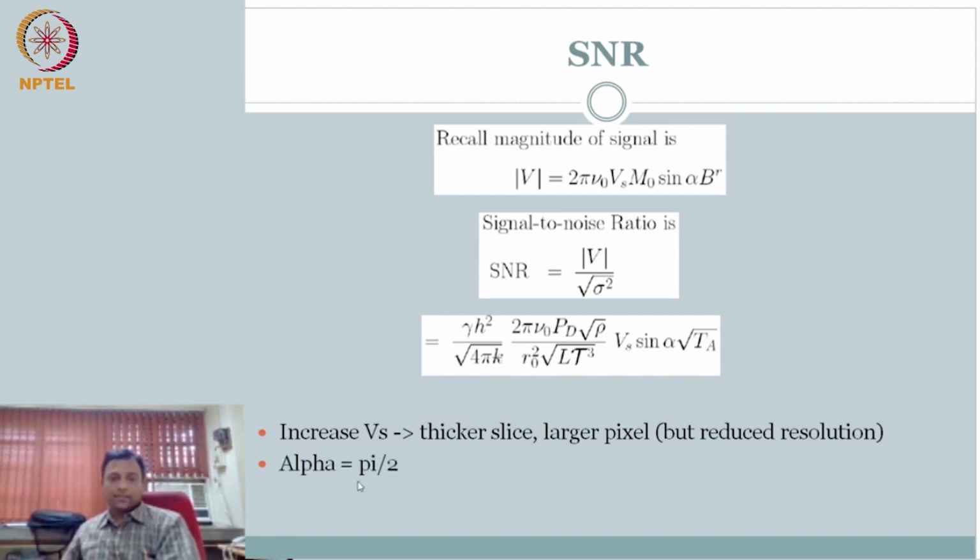Another thing you can maximize is pi by 2, meaning you apply the pulse for enough duration so the magnetization goes down to the floor. But then it increases the scan time. This is more practical, from a comfort point of view. That is the only problem with this. This is the signal point of view.